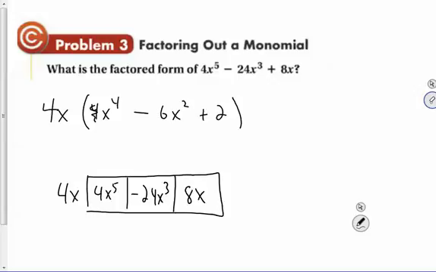plus 8x. Now work backwards. 4x times what will get you 4x to the 5th? I think that's x to the 4th. 4x times what will get you that? I think that's negative 6x squared. And 4x times what will get you that? I think that's a positive 2. And that's how you come about it.